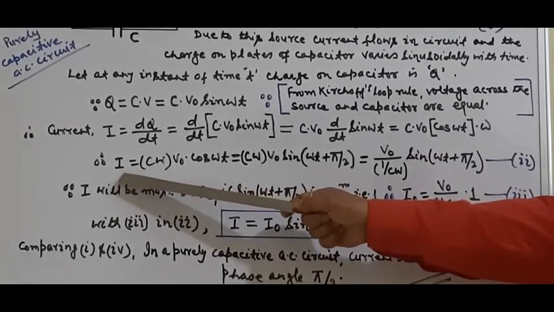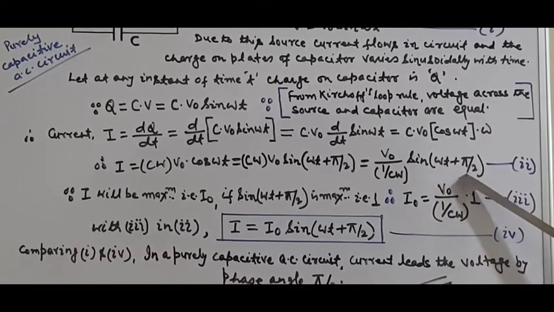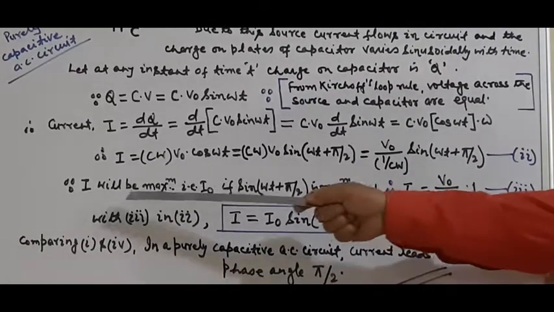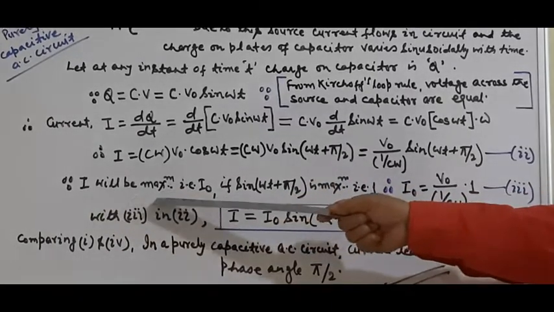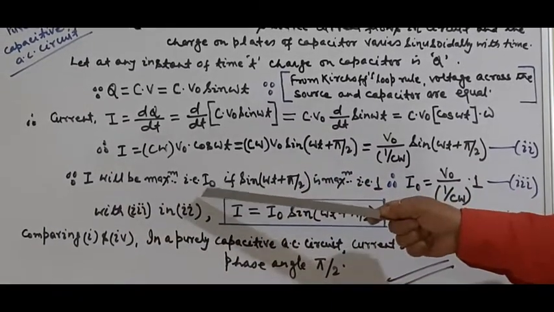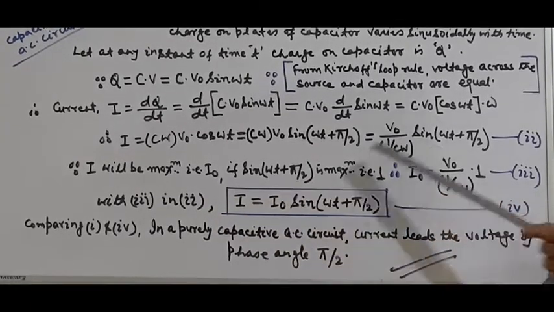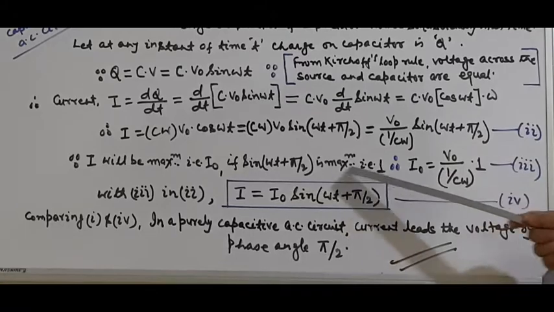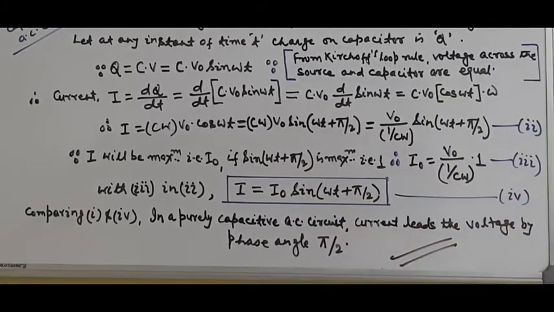Students, many times we have discussed that when this current I becomes maximum, it depends upon the value of sine. It is only possible when sin of omega t plus pi by 2 is maximum, that is 1. So I have mentioned over here, and every time you have to mention this: the current will be maximum, that is I naught, the peak value or maximum value, if sin of omega t plus pi by 2 is maximum, that is 1. It means this sine angle should be 90 degrees, where sine is equal to 1.